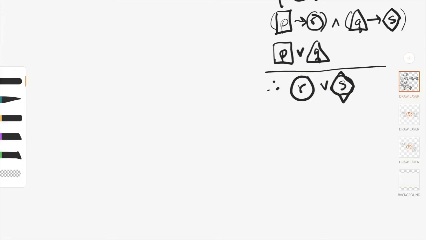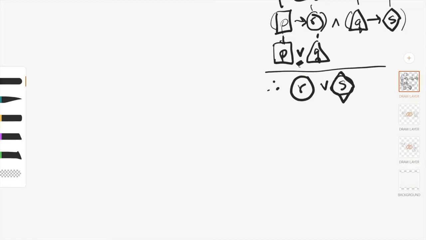So now look what's happened here. We have P implies R, and P is repeated here. We have Q implies S, and Q is repeated here. But P and Q are joined together by a disjunction. Okay? Now, what a disjunction suggests is that one or the other of these might be true, maybe both, but we don't necessarily know which one.